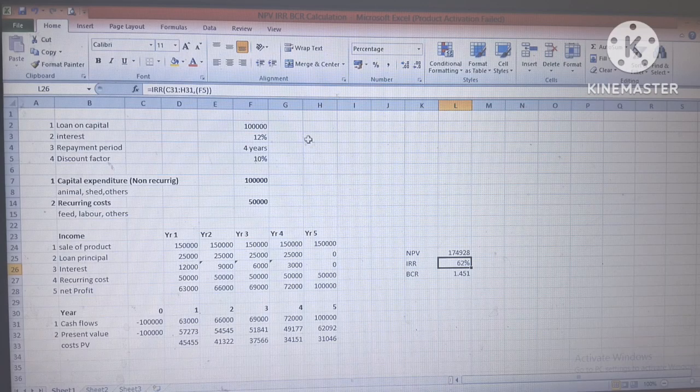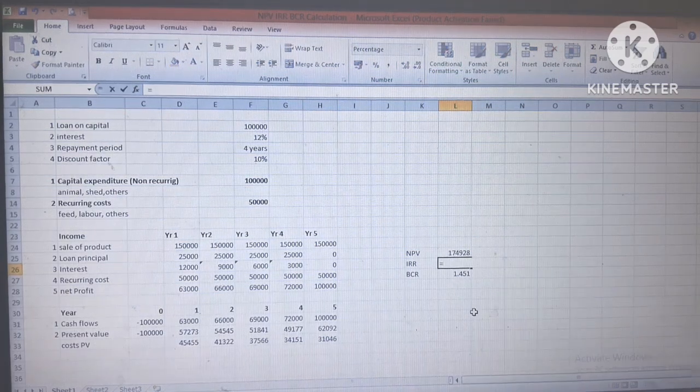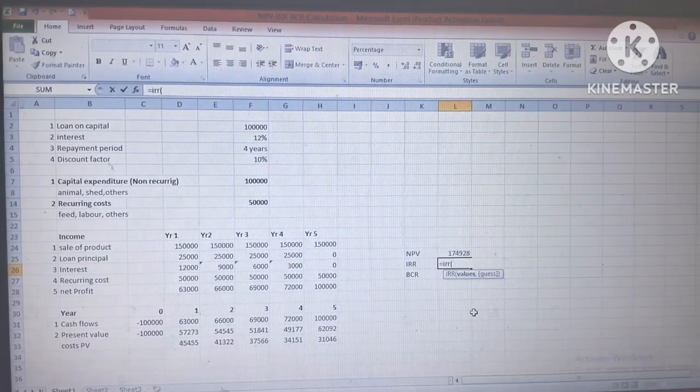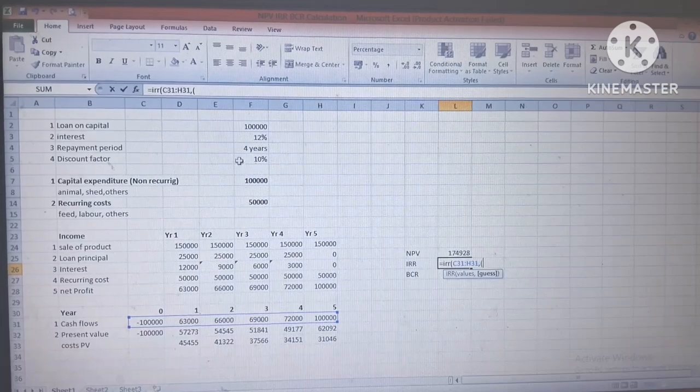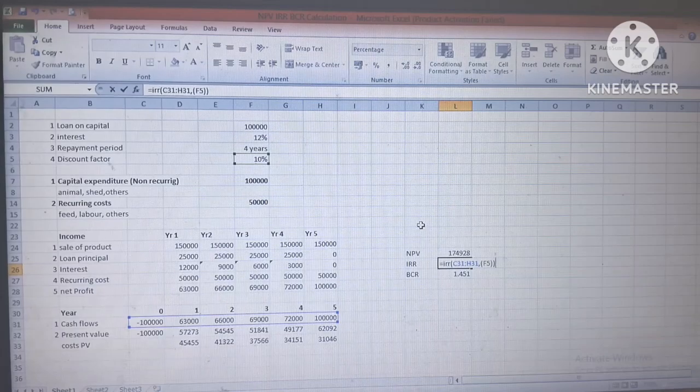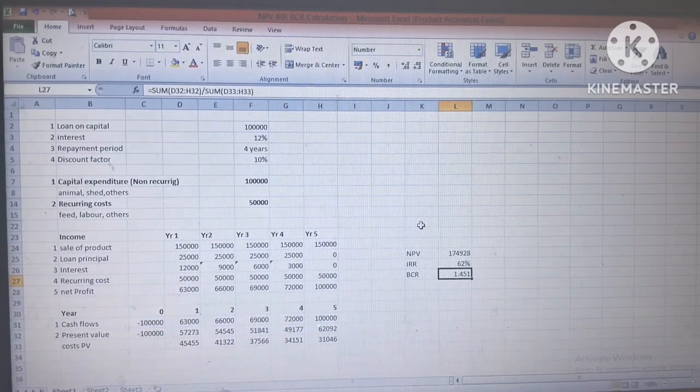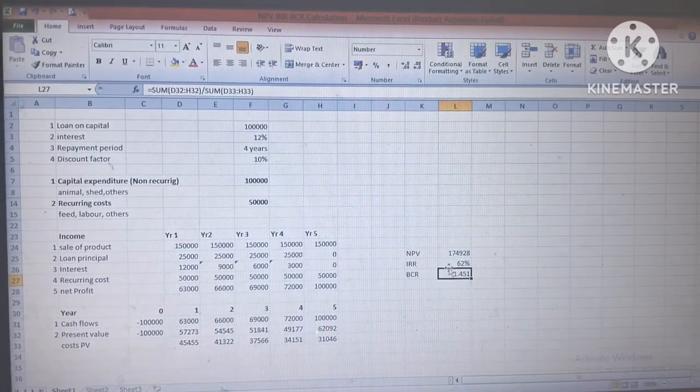And the internal rate of return, we can calculate it by using this formula. First mention equals to, and then mention the IRR and open the bracket here, and then mark all these cash flows for the 5 years and put a comma there and open another small bracket, and there you enter the discount factor and close the small bracket and also the big bracket. Then press the enter button. Then we are going to get the percentage of internal rate of return.